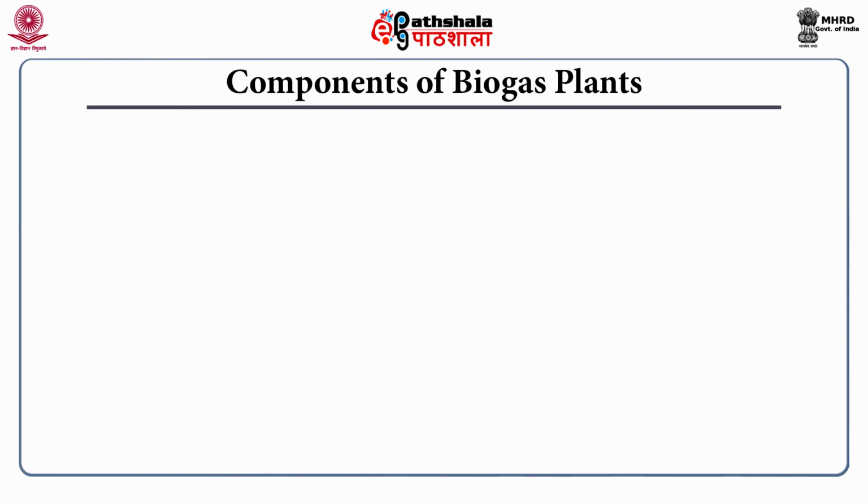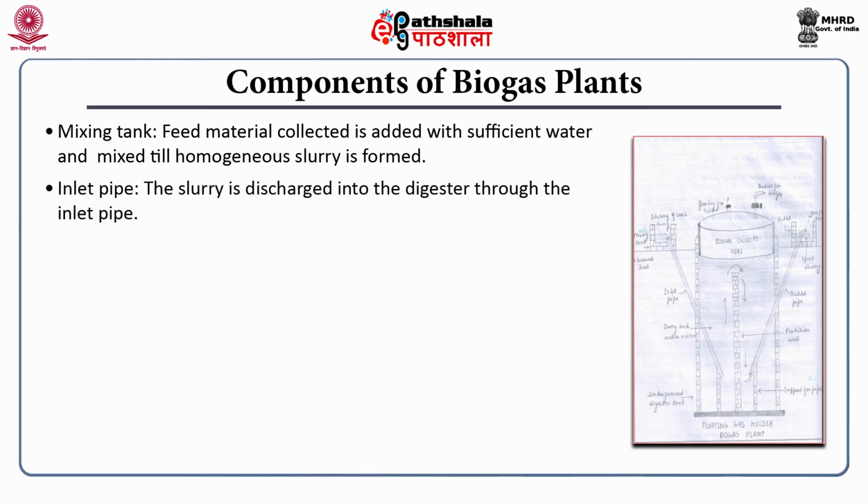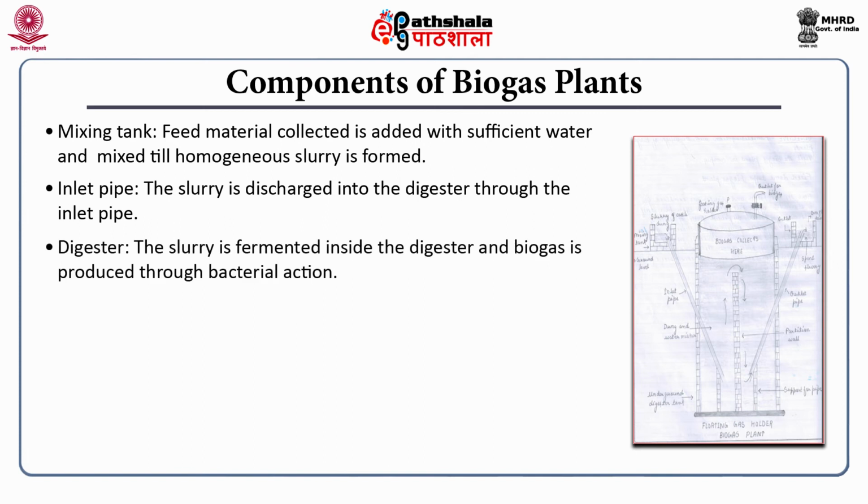What are the components of a biogas plant? One is the mixing tank. The feed material is collected in the mixing tank and sufficient water is added, and the material is thoroughly mixed till a homogeneous slurry is formed. The second component is the inlet pipe. The substrate is discharged into the digester through the inlet pipe of the tank. Third is the digester. The slurry is fermented inside the digester and biogas is produced through bacterial action. So, you can say the heart of a biogas plant is the digester.